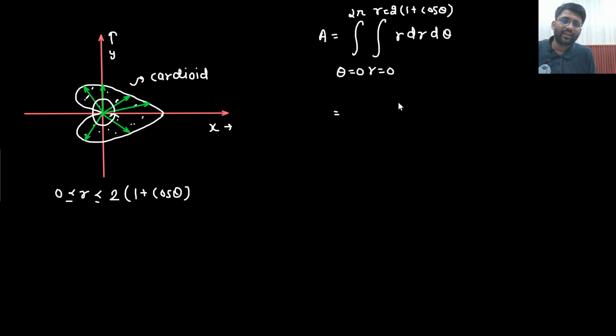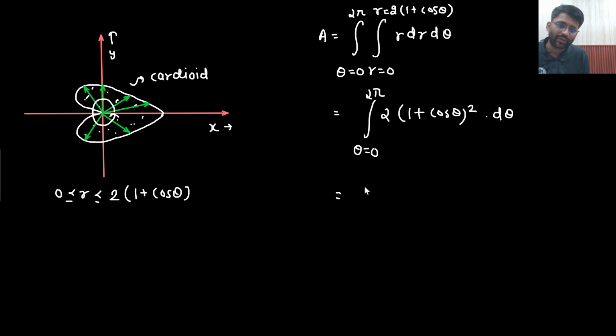Yeah. So what are you getting? r square by 2. Then you need to put the limit from 0 to 2 into 1 plus cos theta. So 4, then it will become 1 plus cos theta whole square, 2 into 1 plus cos theta whole square d theta, with theta going from 0 to 2 pi.